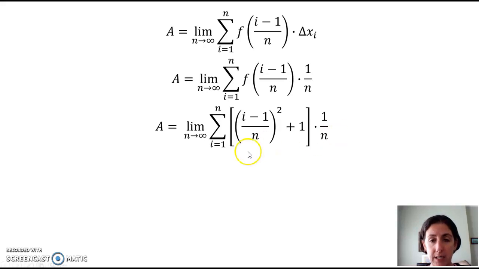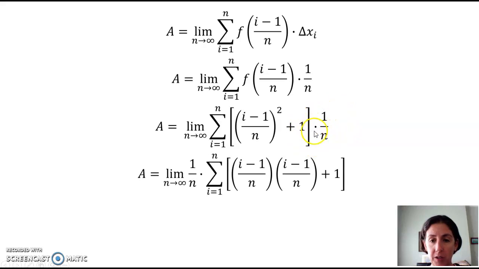Now notice here that we're looking at the summation as i goes from 1 to n. 1 over n has no bearing whatsoever on i. i is completely unrelated to this 1 over n. So we can actually pull this 1 over n out of the summation. Just multiply it in. That's using that coefficient rule we talked about, and that coefficient just happens to be 1 over n. So we can pull that out of the summation.